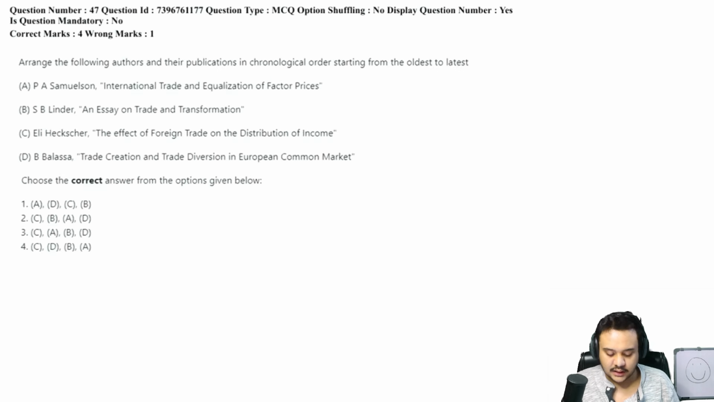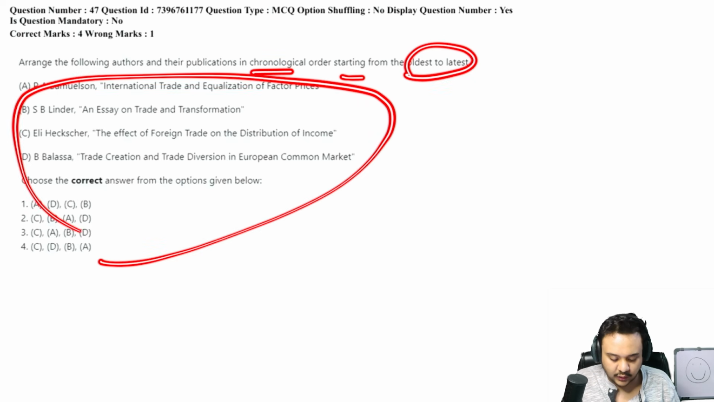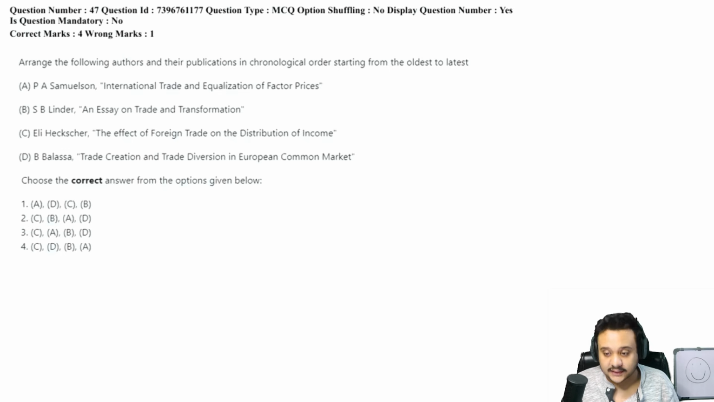So again, a very difficult question. You have to tell the chronological order from oldest to latest of all of these theories. You cannot answer this unless you have studied these theories specifically in a chronological order. We have made a complete PDF where we have put the economists and their theories in a chronological order in a table from oldest to latest. Every single one of the important theories is there. But unless you have studied those, you cannot answer this type of question. So my advice again, if you have not studied those, please do not try to just randomly guess. And I'll show you why.